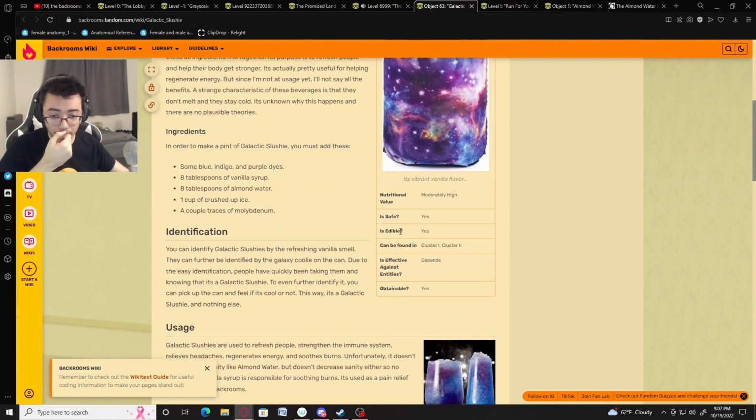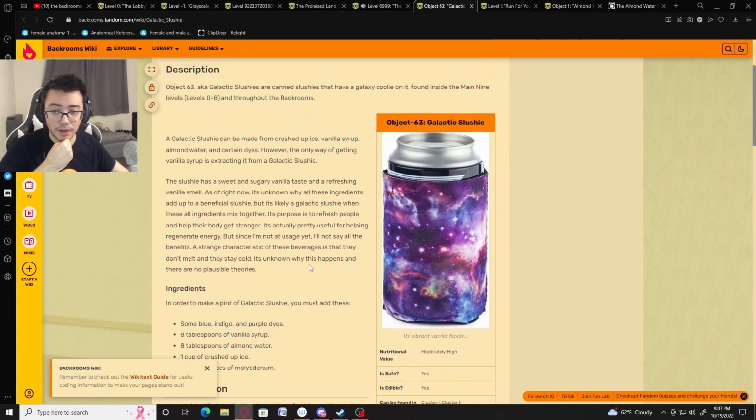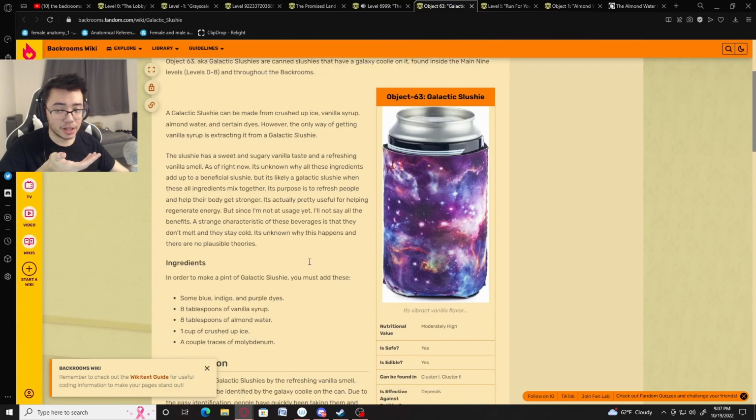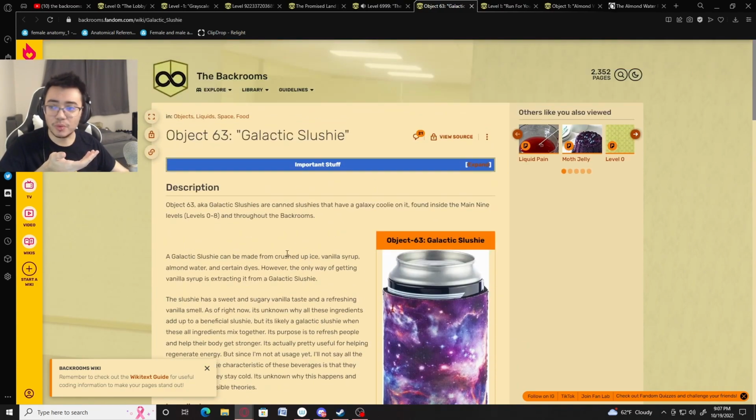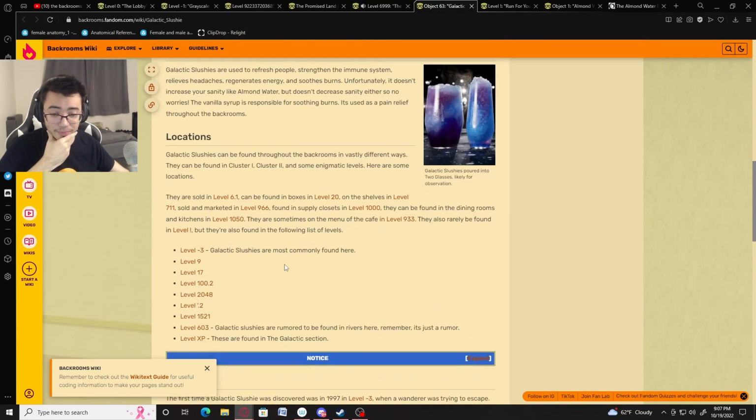Depends. Okay. Is it edible? Yes. Is it safe? Yes. Obtainable? Yes. Vibrant vanilla flavor. So it's basically just like a vanilla icy. Which sounds really weird, but again, I'm down to try a vanilla icy.